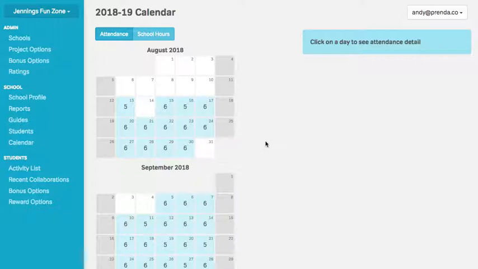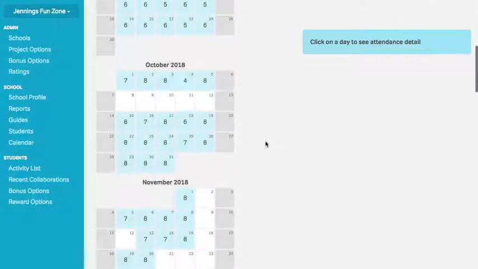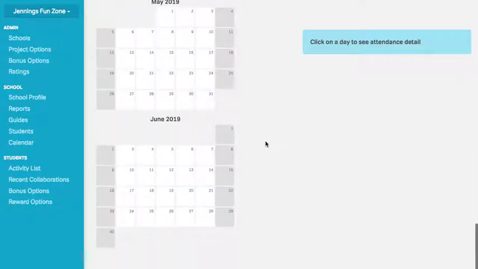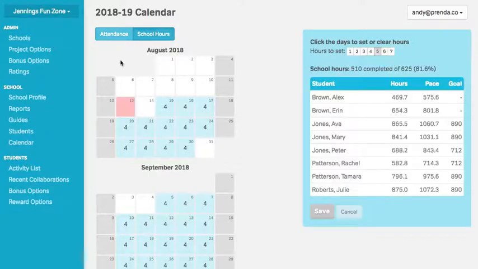If you go to the calendar page, you'll see that the user interface is a calendar. It goes from August 2018 all the way through June 2019. So the whole school year, it shows us on one page, and we can see a number on each day. The number can mean one of two different things. It can either mean attendance if you're in attendance mode, or it can mean the number of school hours if you're in school hours mode.